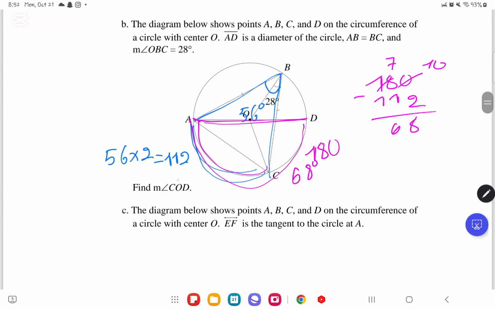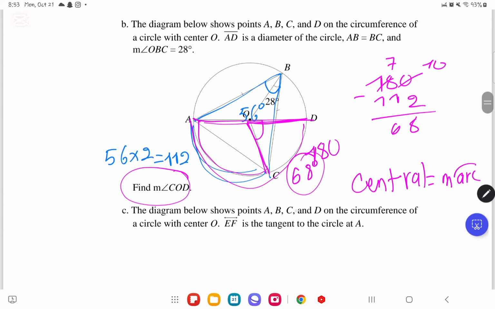So now they need the measure of the angle COD. So COD is a central angle, not an inscribed angle. We know that the rule of the central angle is that it is equal to the measure of the arc. So if the arc is 68 degrees, then the measure of the central angle is 68 degrees.